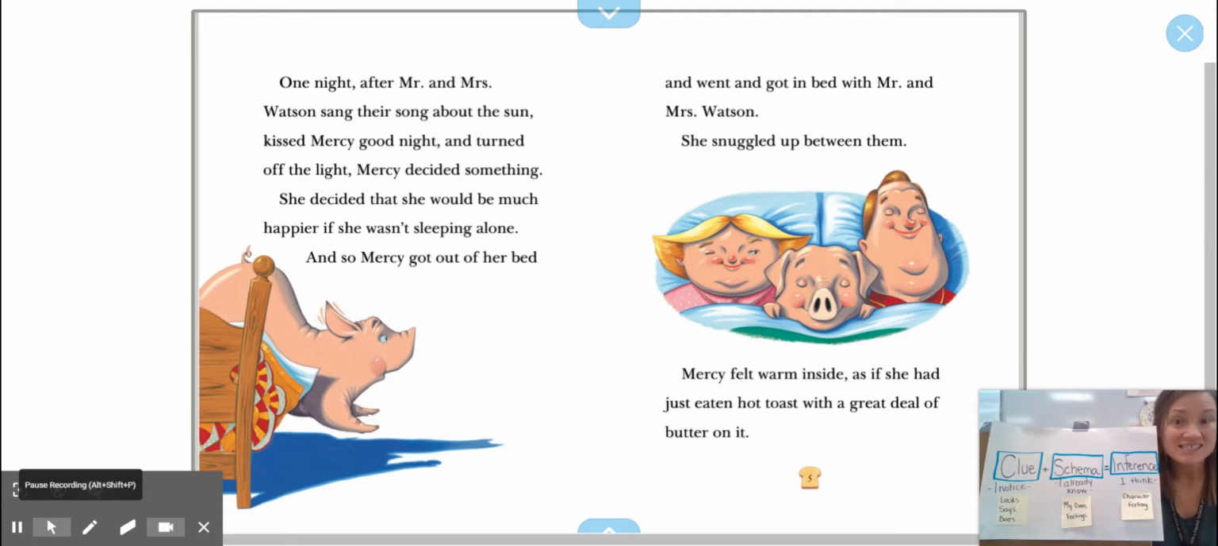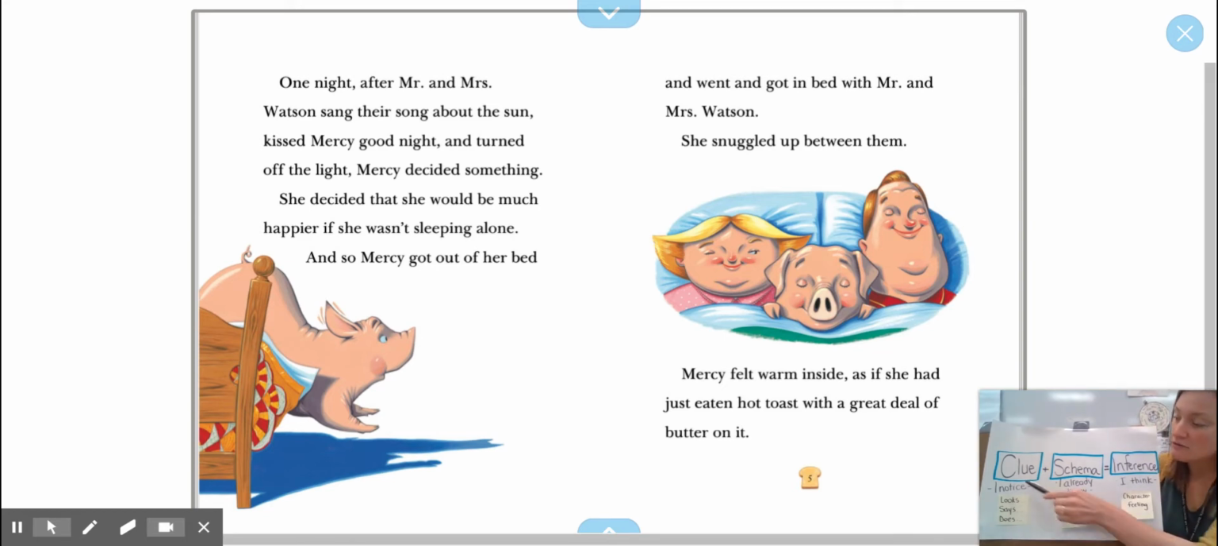All right, so let's give it a try here. So remember this page, it says, and so Mercy got out of her bed and went and got in bed with Mr. and Mrs. Watson. She snuggled up between them. Mercy Watson felt warm inside, as if she had just eaten toast with a great deal of butter on it. Okay, so I'm going to look for some clues here. I'm going to think about clues of how they are looking, what they say, or what they do.